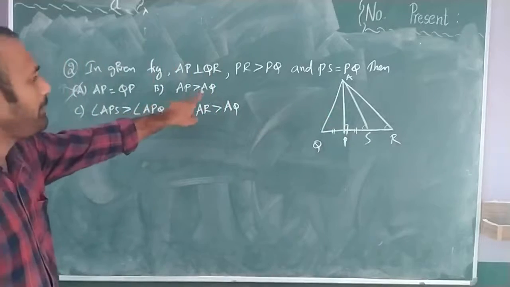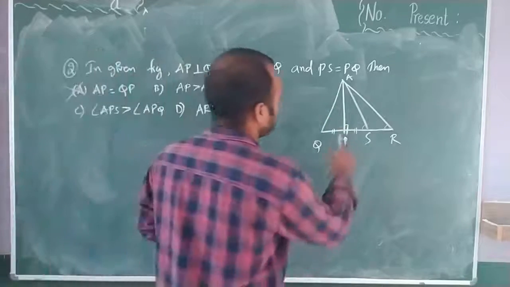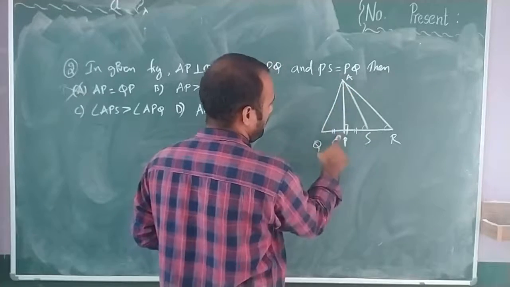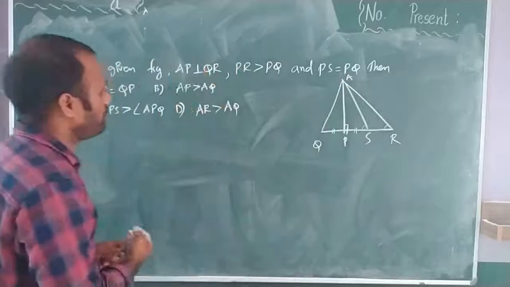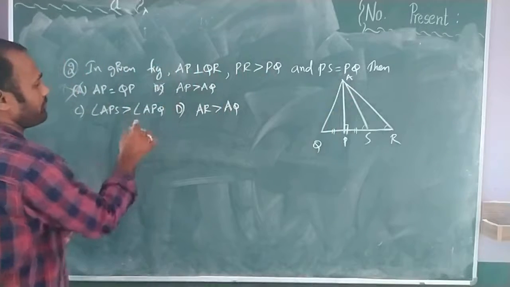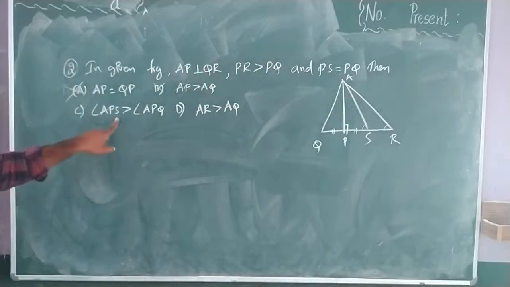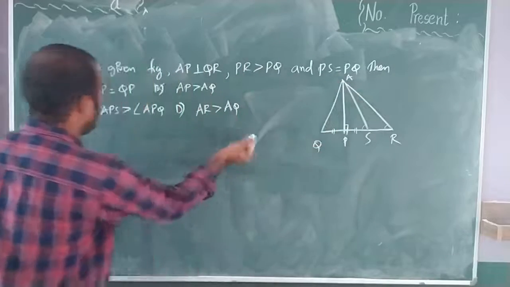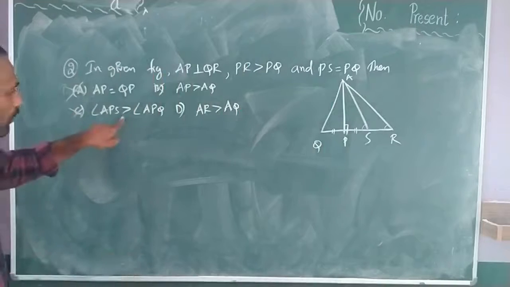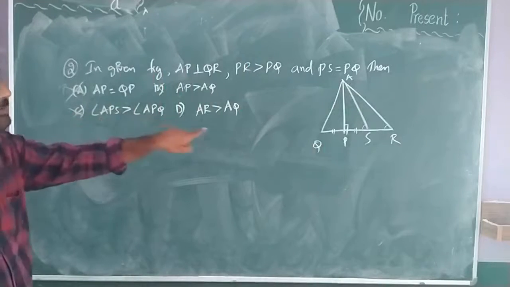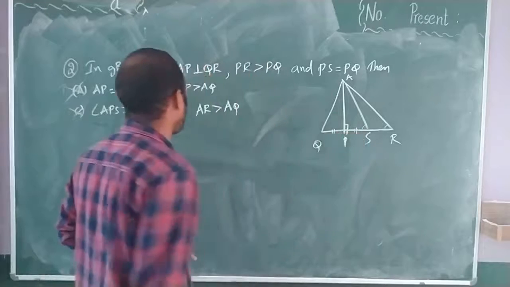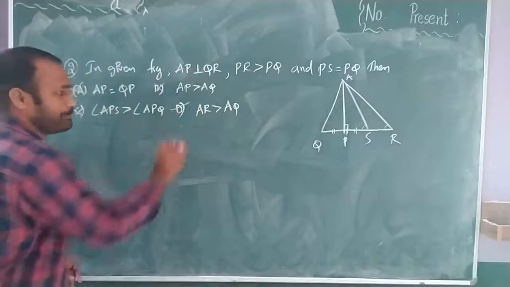Next, the second option, AP is less than AQ length. But AP length is more than AQ length, so this also may not be. Next, angle APS and APQ are 90 degrees. There is no inequality; angle APS will be equal to angle APQ. Why? Because here it is perpendicular and this one will be perpendicular. So option D will be eliminated.